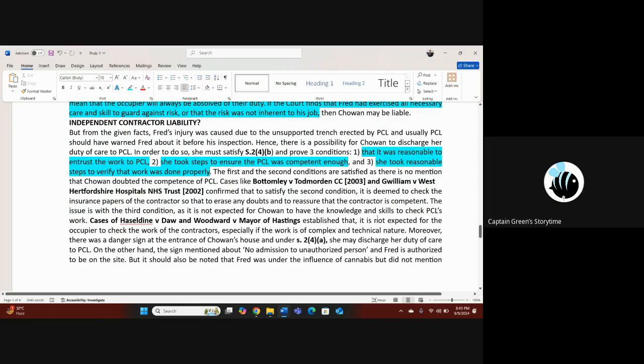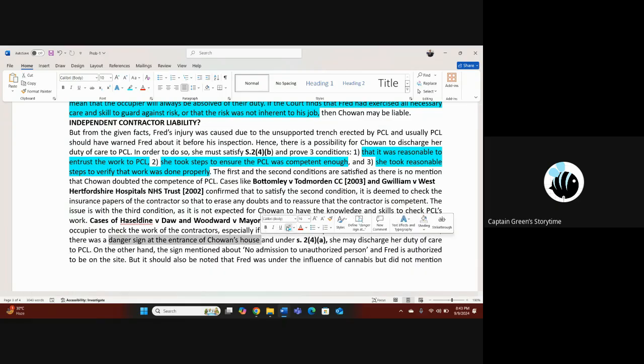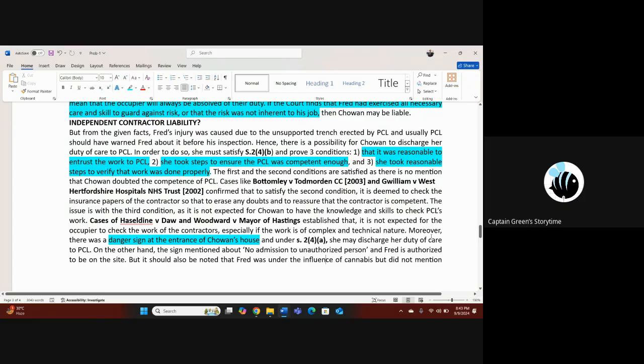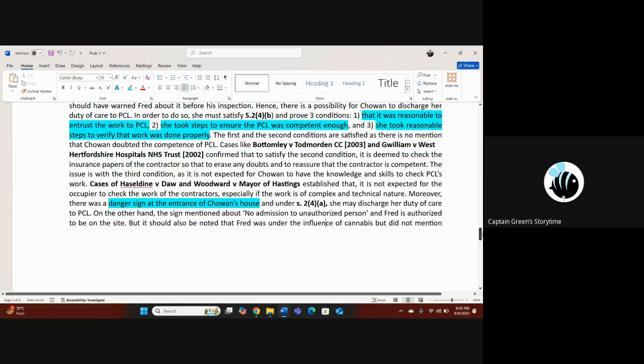Now, PCL will argue that there was a danger sign at the entrance of Chauhan's house, and they may discharge their duty from it. Now the duty has been shifted onto PCL. They may claim that there was a danger sign placed which stated no admission to unauthorized persons. However, Fred is an authorized person. That warning sign finished the offense.